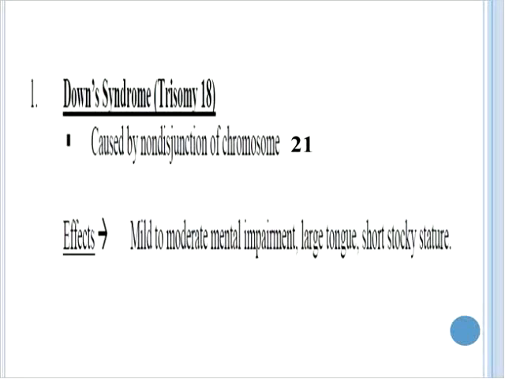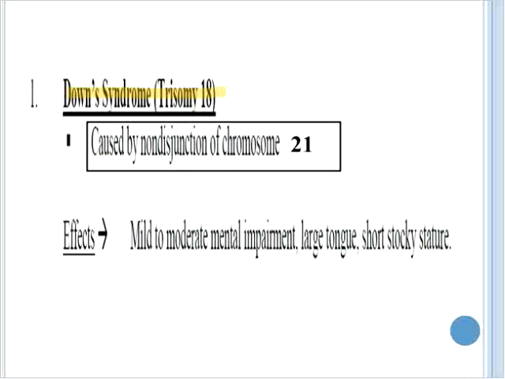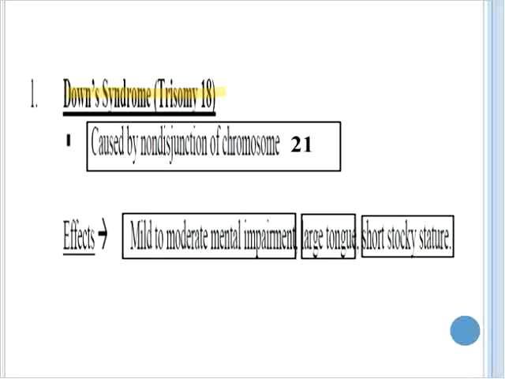One of these is Down syndrome, which is caused because of trisomy 21. A person has 3 21st chromosomes, and this is caused by non-disjunction of that 21st chromosome. The effects of Down syndrome are mild to moderate medical impairment, a large tongue, short, stocky stature.